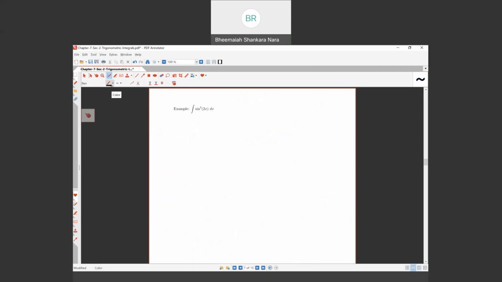So let me break this integral as sine to the 4 2x times sine 2x. Now I rewrite this power 4 as a square term and one more exponent square: sine square, and then one more square here, times sine 2x.